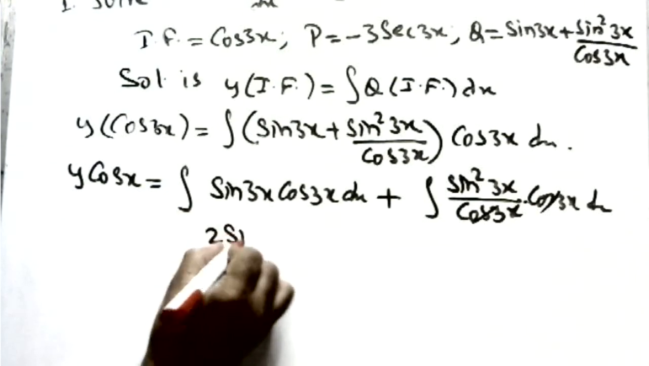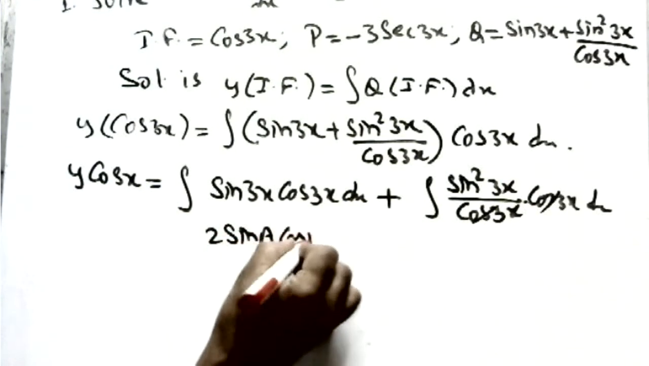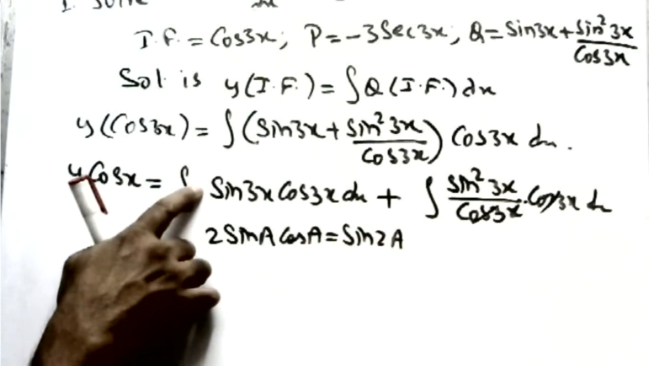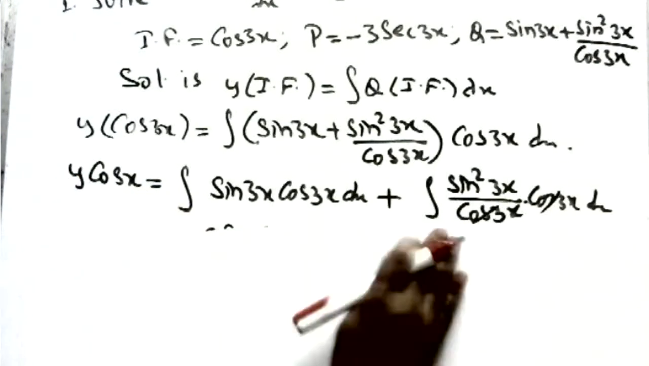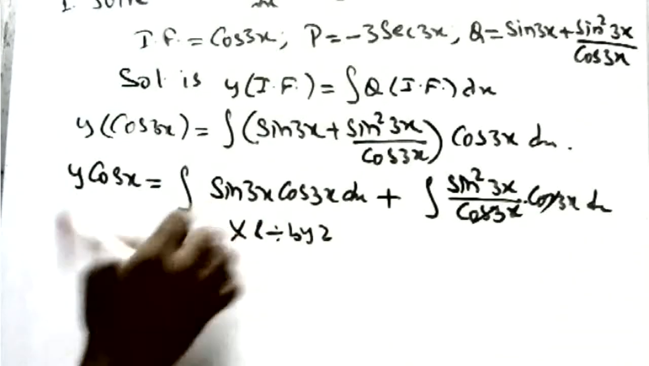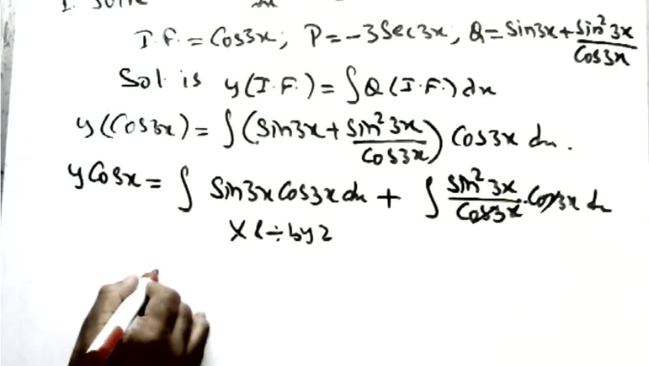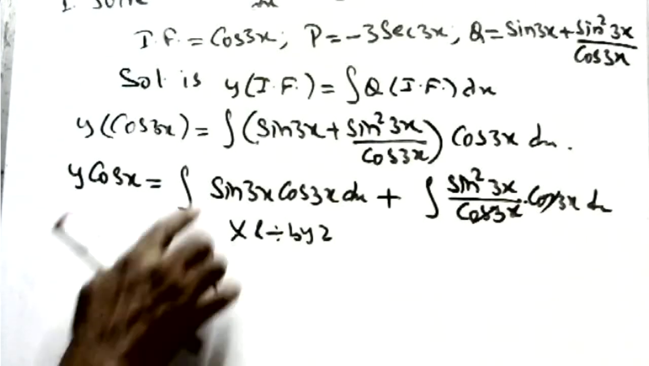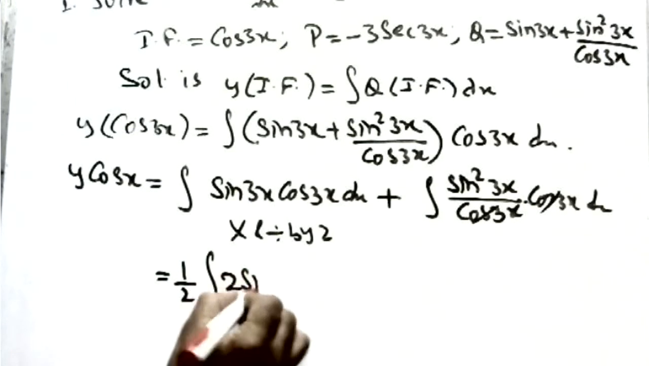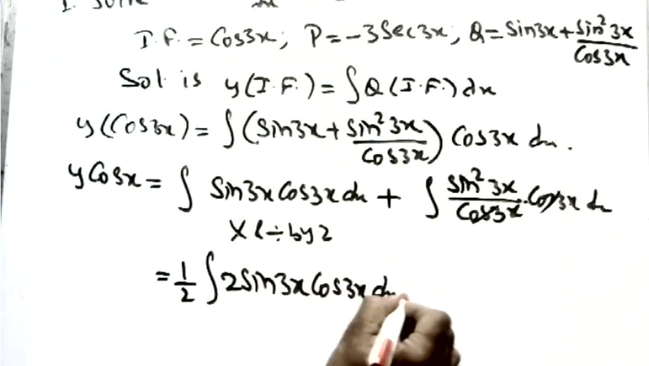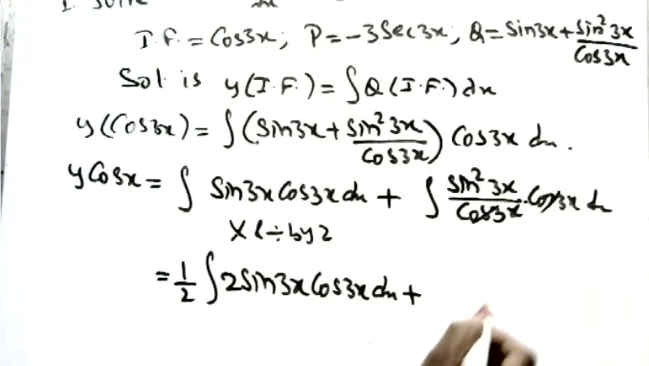Here we have to apply the trigonometric formulas. If we have a 2 here, there is a formula 2 sine a cos a, which gives us sine 2a. So we require 2 here. To get 2 here, we have to multiply and divide by 2. Dividing by 2, we keep this division by 2 outside and multiply 2 here. So it will be 2 sine 3x cos 3x dx.